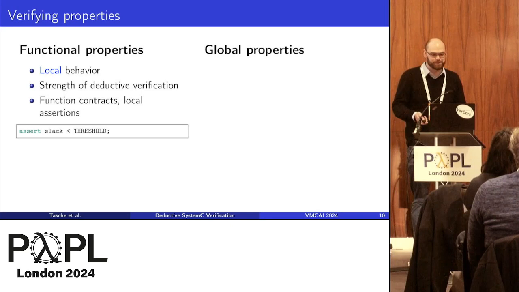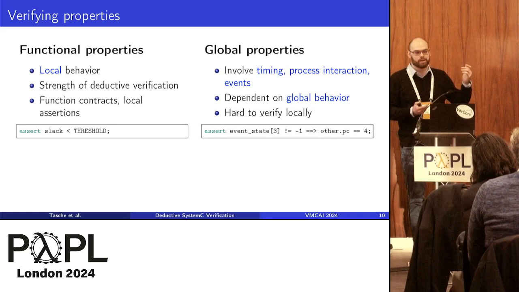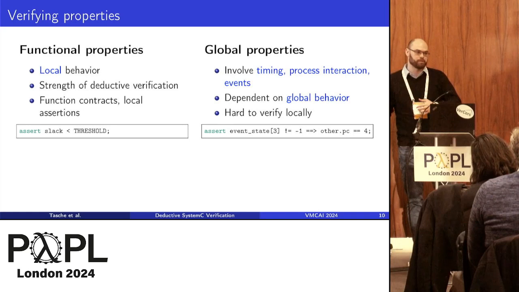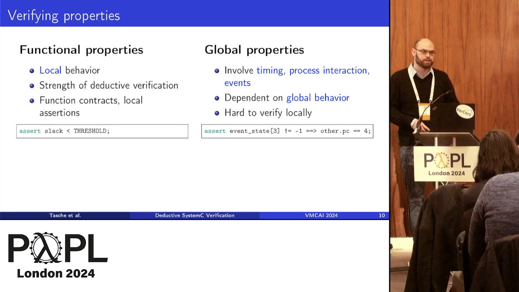Global properties, on the other hand, are those where this doesn't work. They depend on the global behavior of the system as a whole, not just one single method, that involve timing, for instance, that involve the interaction between different processes, the sequence of events that occur. These are not verifiable just on the local level where the prover is looking, and so they're quite hard to verify directly with deductive verification.